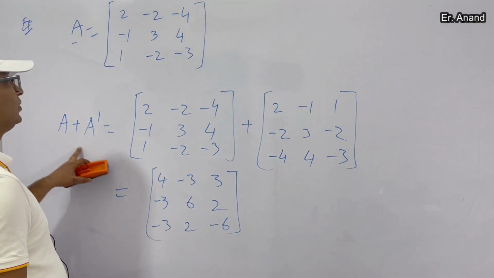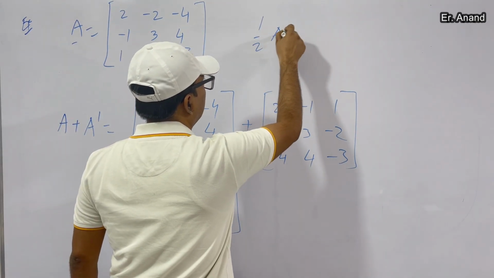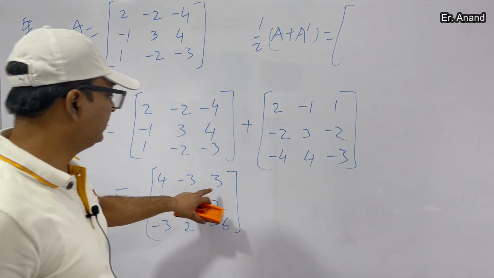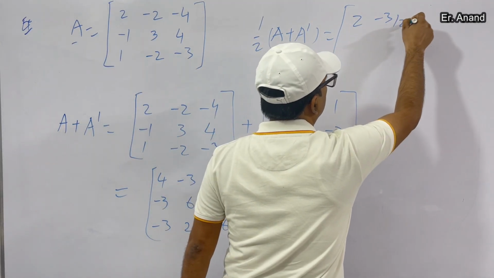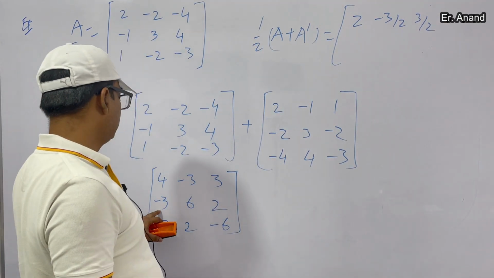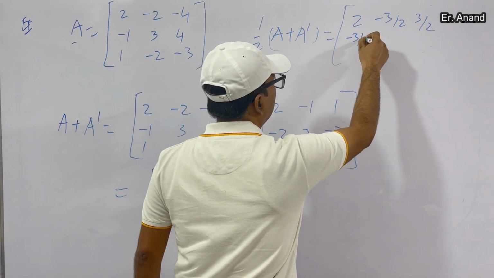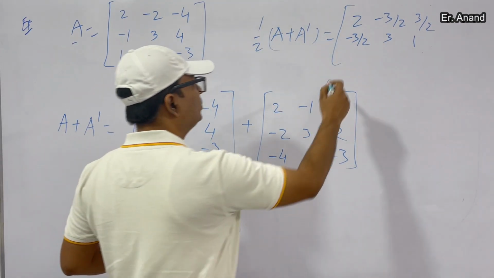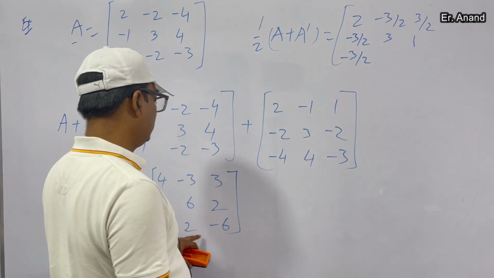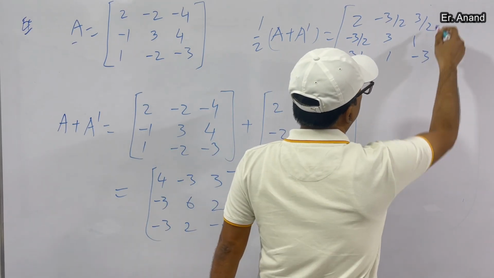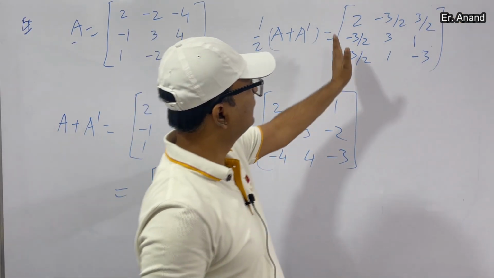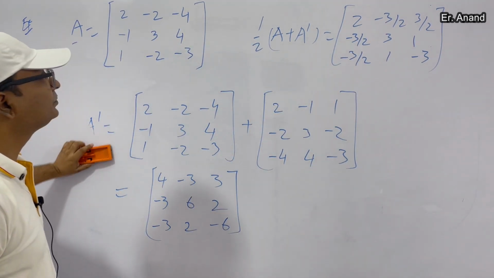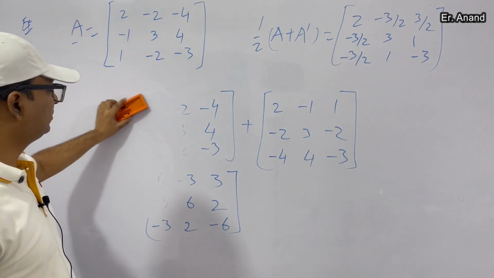Okay. Now we have to take half of this. So half of A plus A dash, I am writing it here, is equal to 2, minus 3 by 2, minus 3 by 2; minus 3 by 2, 3, 1; minus 3 by 2, 1, minus 3. See whether it is symmetric or not. See, row and column, that is A dash is equal to A. Therefore, that is a symmetric matrix.